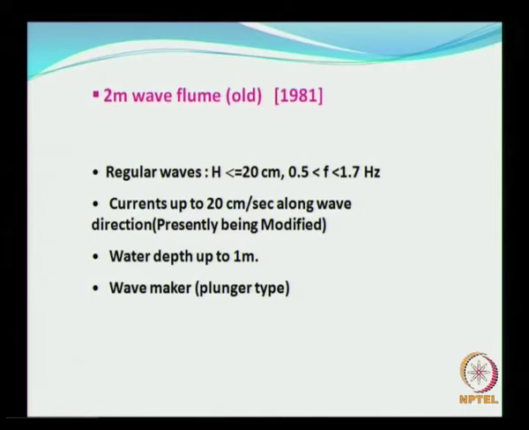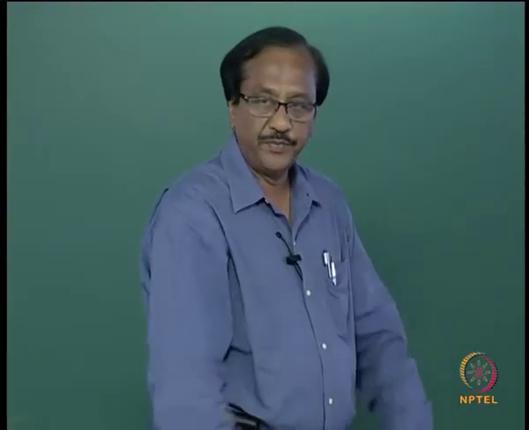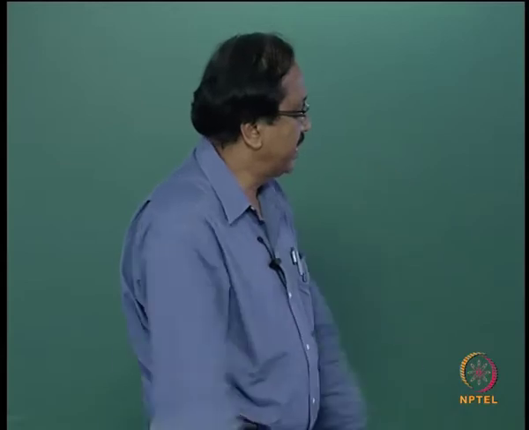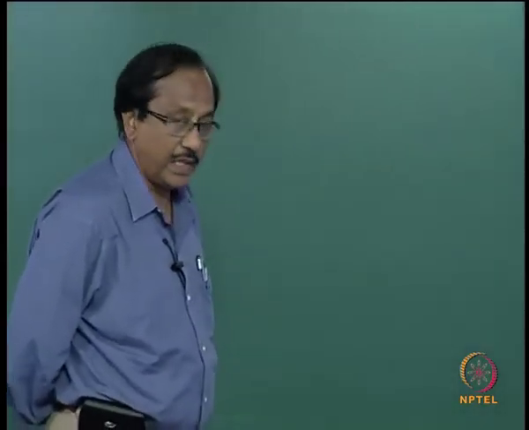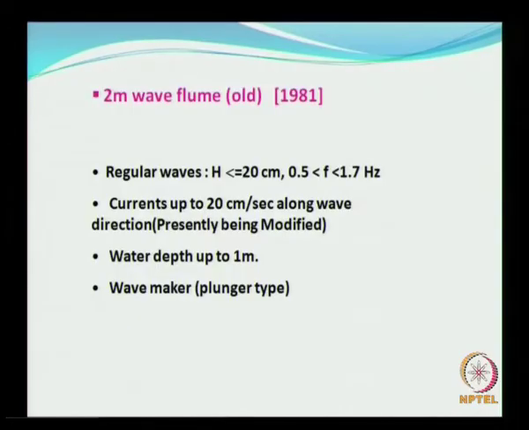With a wave maker on the one end, a simple plunger type wave maker which can move up and down, it can generate wave height up to about 20 centimeters, and the frequency of the waves that could be generated in the flume varied between 0.5 and 1.7 hertz.